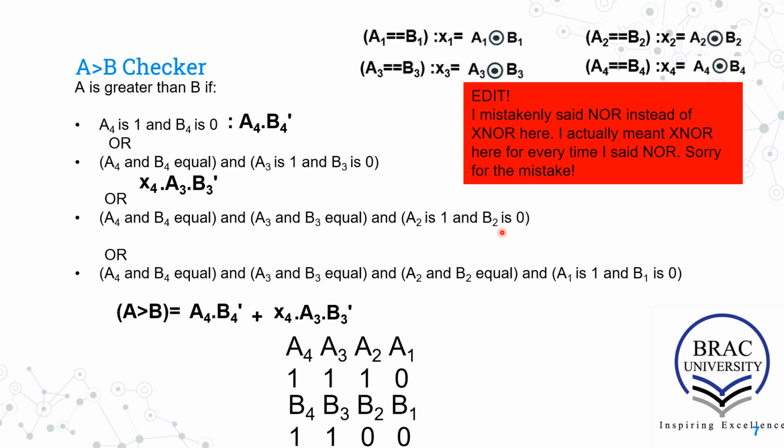Now let's look at the third case. A is greater than b if a4 and b4 are equal, a3 and b3 are equal, and a2 is 1 and b2 is 0. So to check a4 and b4 are equal or not, we will use the function x4. For a3, b3, we will use x3, and a2 is 1 and b2 is 0. So a2 will be as it is and b2 will have a bar because b2 is 0. So this is the third term of our equation.